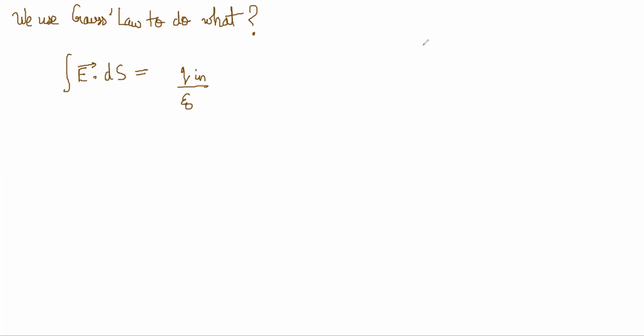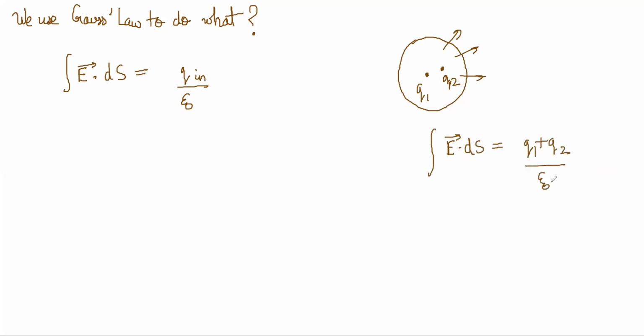Suppose there is a spherical surface and there is Q1 here and Q2 here. We will be able to say that the total flux coming out of this is going to be Q1 plus Q2 by E naught. The integral of E dot ds will be Q1 plus Q2 by E naught. But in this case, we'll not be able to find the E dot ds.